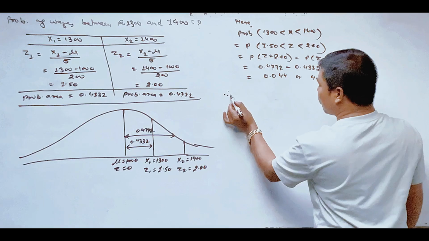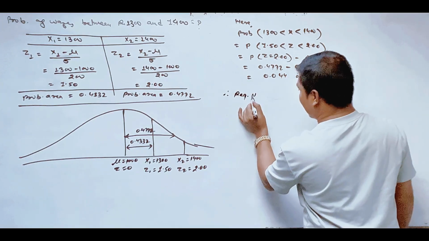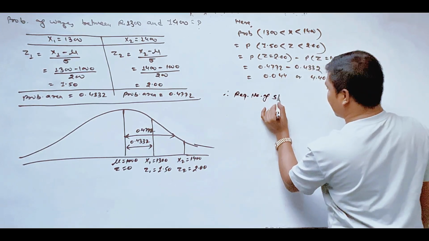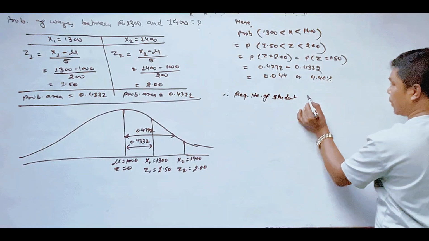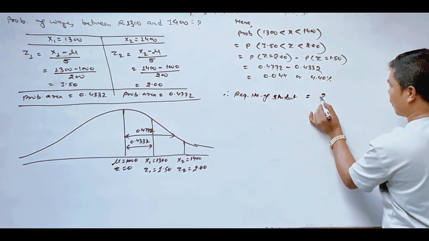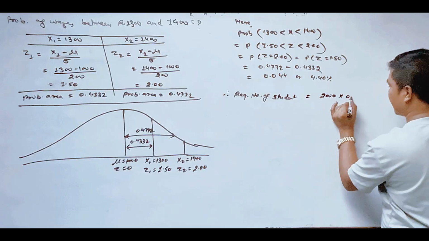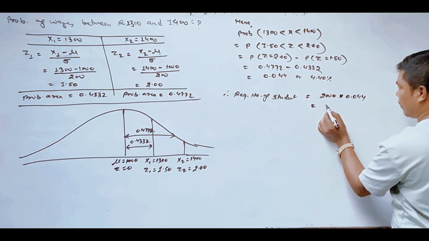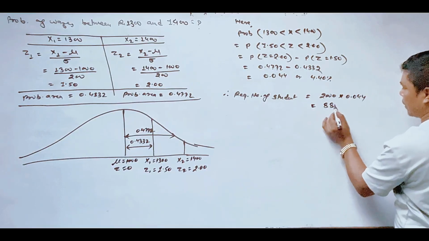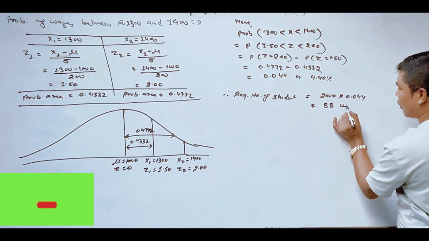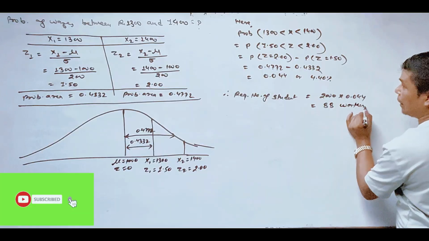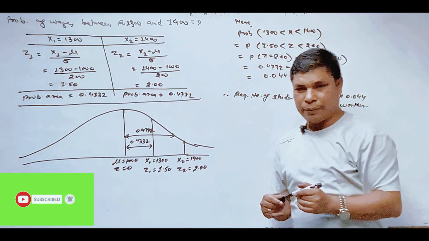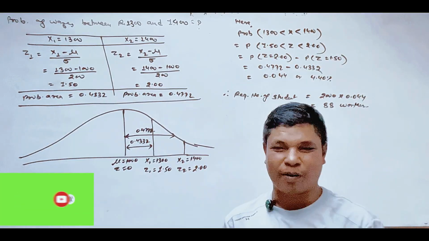So therefore, the required number of workers equals the total number of workers, 2000, multiplied by 0.044. That means 88 workers will have wages between 1300 and 1400. In this way, we can calculate the normal distribution.